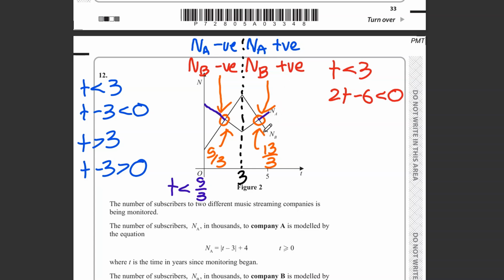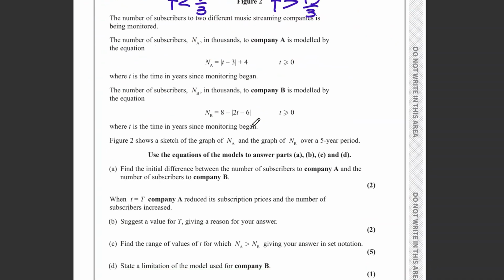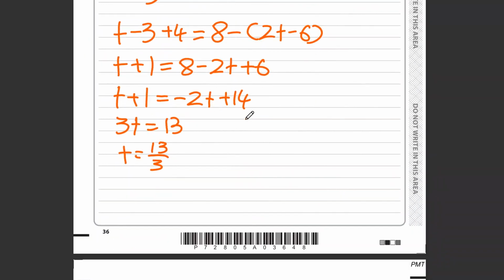And this section here is after this point of intersection. So this is where t is bigger than 13 over 3. So therefore we know now that t is less than 5 over 3, or t is bigger than 13 over 3, and these are the sections for which NA is bigger than NB.